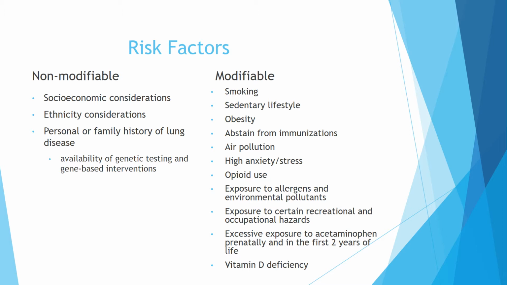Personal or family history of lung disease. So there is genetic testing that can be done, gene-based interventions to look for anything that could possibly be passed down in the genetics from family history. Your modifiable risk factors, that's everything that somebody has control over. So that would be things like smoking, again, sedentary lifestyle, obesity. So you can see some of these listed here go hand in hand with a lot of the risk factors we talked about in the perfusion lectures. So a lot of times they're very interrelated.